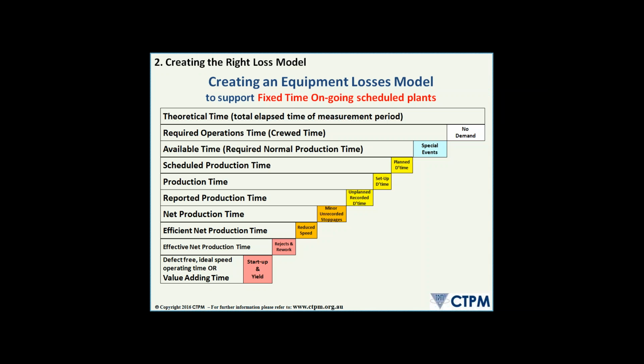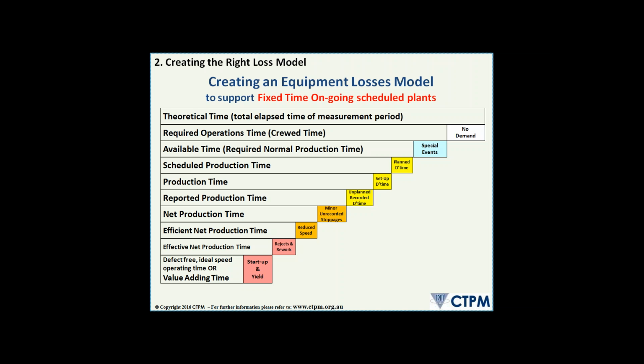Now, creating an equipment loss model is an important part of measuring OEE, and this is an example of a model for your fixed time ongoing schedule. So this is the model that is probably used by most sites, or could be used by most sites. It starts off with your theoretical time, in other words, whatever period you're measuring. So it could be 24 hours, it could be the shift, it could be the week.